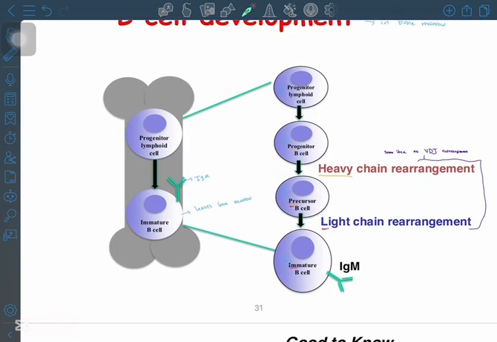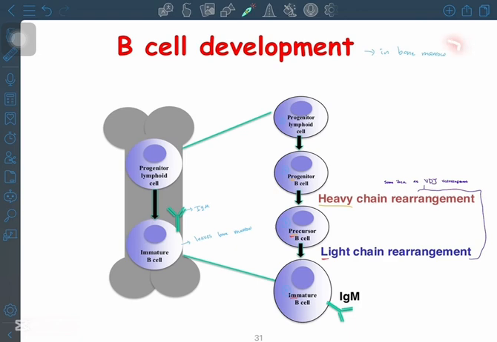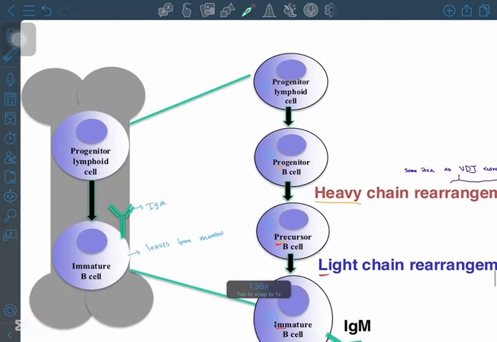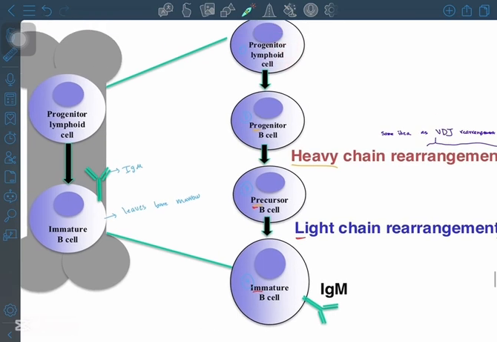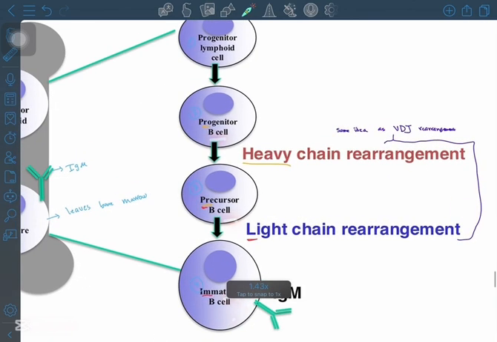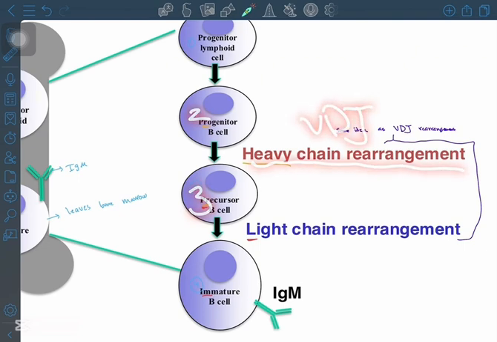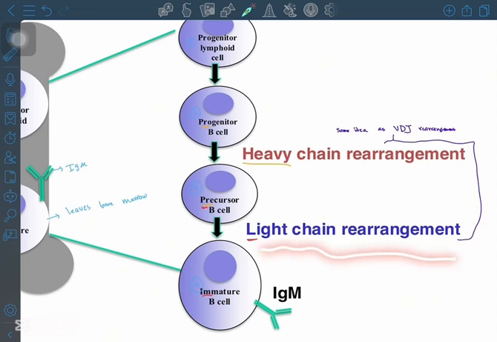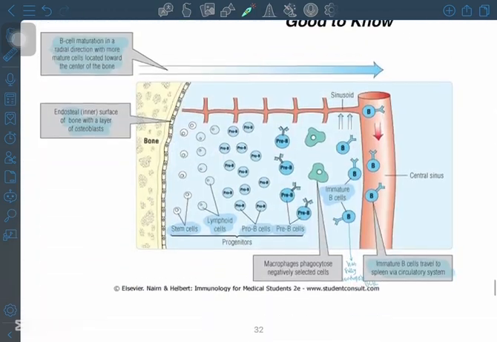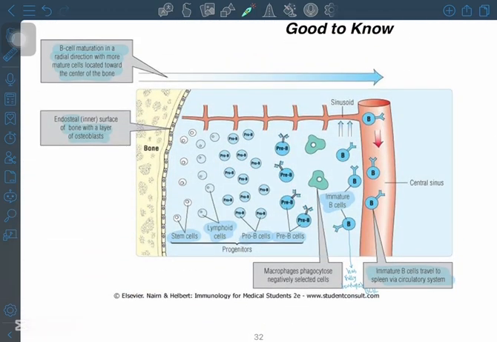Now, B cell development. We did talk that it develops in the bone marrow. We have the progenitor lymphoid cell, and then it is converted to an immature B cell through many stages. So here we have the progenitor lymphoid cell. It will change to progenitor B cell, then precursor B cell, and then immature B cell. Throughout these processes, from stage 2 till stage 3, we have heavy chain rearrangement, which is related to VDJ. And then from stage 3 to stage 4, we have light chain rearrangement, which is related to VJ, which my brother explained.